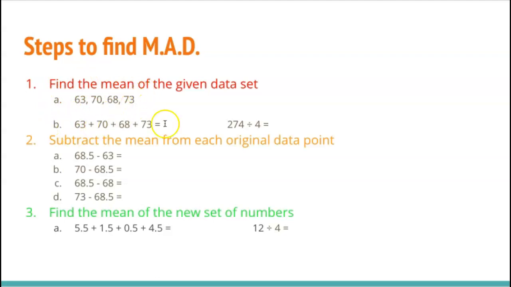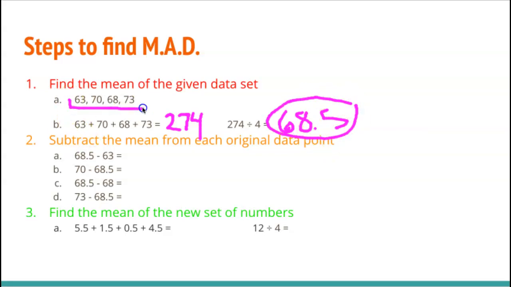We need to add them all, and when I add them, I get 274. And then I need to divide that by 4 because I have 4 numbers here. 274 divided by 4 is 68.5. My next step, I need to subtract the mean from each original data point. So I'm going to take my mean and subtract them from all of these data points.